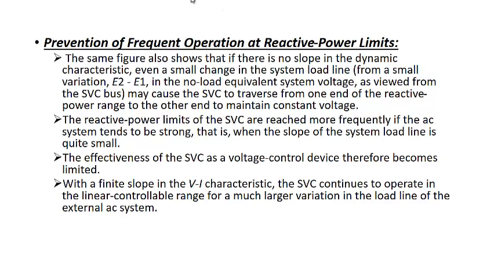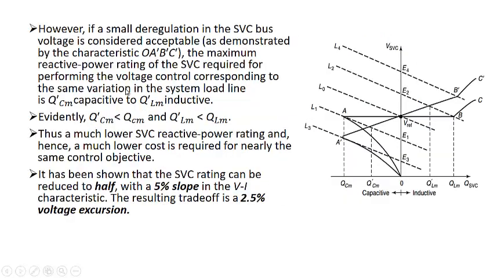One more advantage is the prevention of frequent operation at reactive power limits. The same figure also shows that there is no slope in the dynamic characteristics. Even a small change in the system load line, from a small variation E2 to E1, will bring the characteristics to their limits, isn't it? This QLM is the maximum absorption limit, and this QCM is the production limit of this SVC having zero slope. So when the voltage of the system changes from E2 to E1.